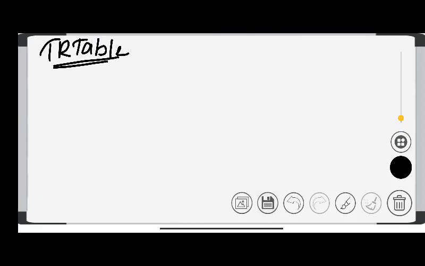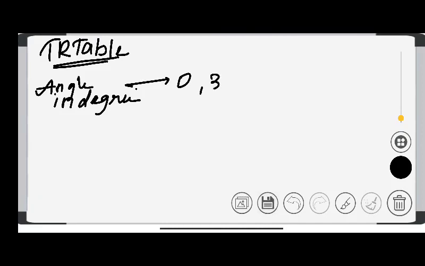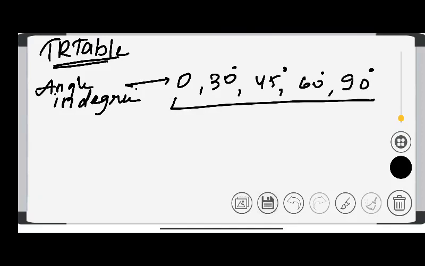Trigonometric table values. You found this as angle in degrees. First of all, angle in degrees. What is this? Your angle in degrees will be 0, 30 degree, 45 degree, 60 degree and 90 degree. These values are so important, and these values of every angle will be important.